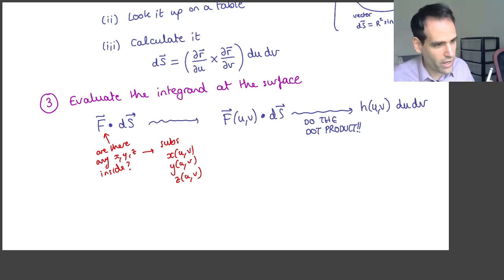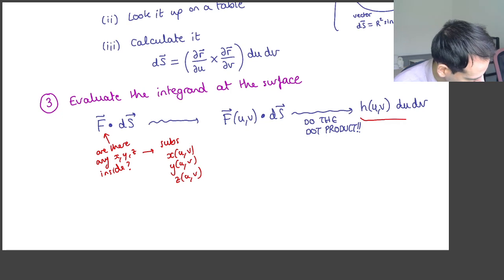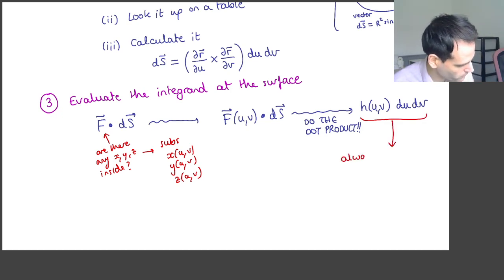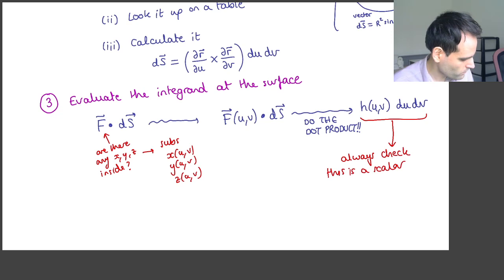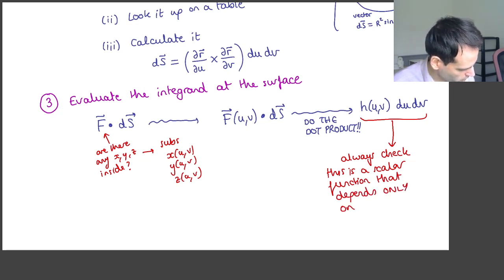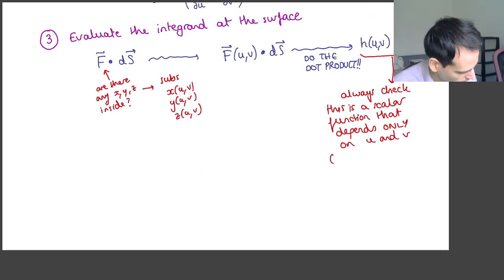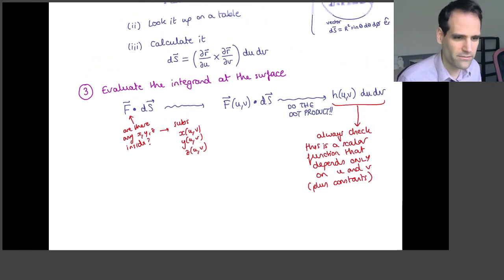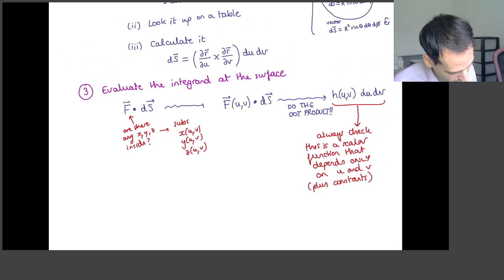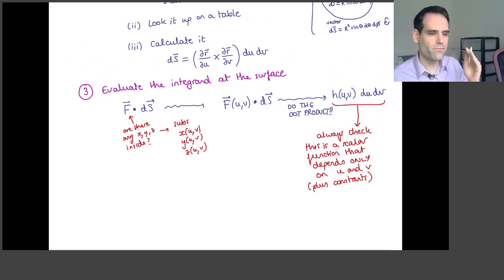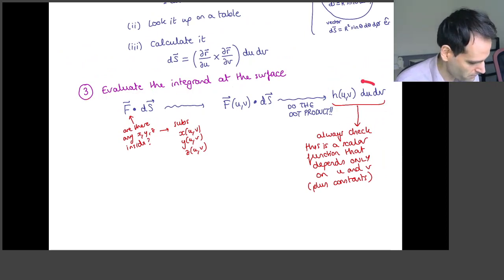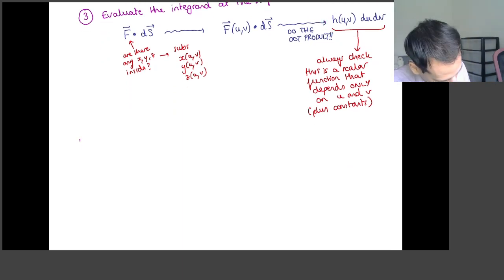Okay, so let me write sanity check here. Always check at the end of step 3: this is a scalar function that depends only on u and v, plus maybe some constants. But it does not depend on x, y, or z. Okay, so always check that after this step 3, you end up with some function of u and v times du times dv. And now this is ready to integrate. This is the perfect thing to integrate. So now calculate the double integral.